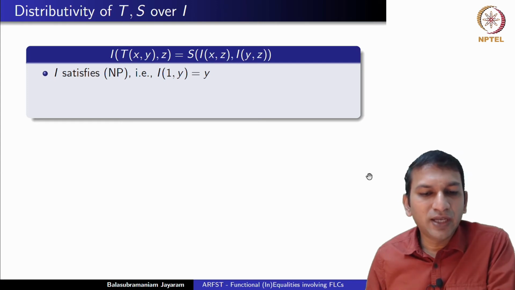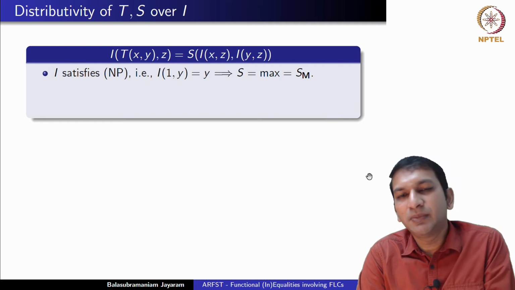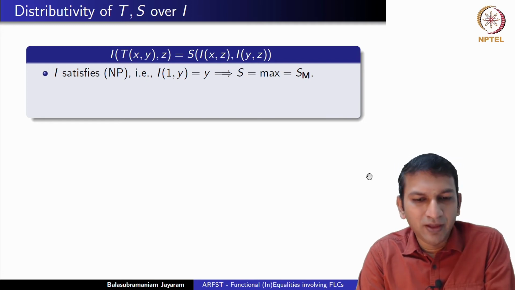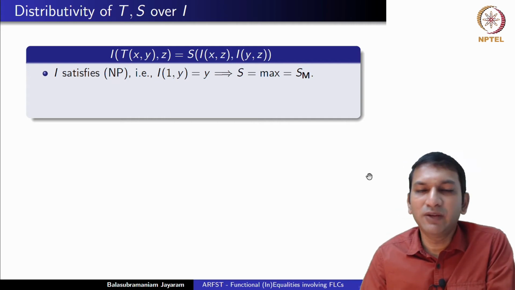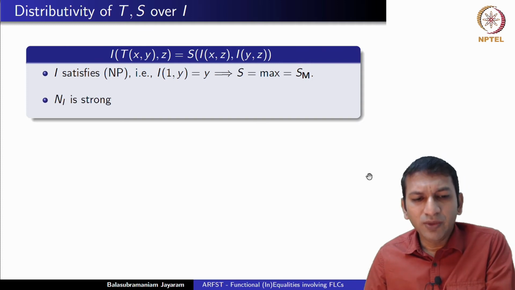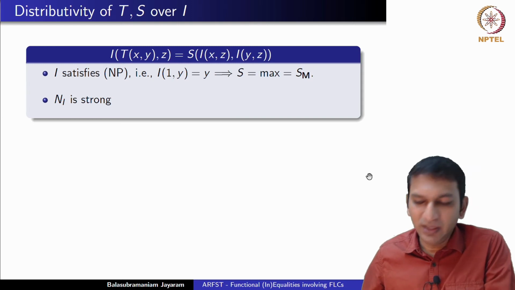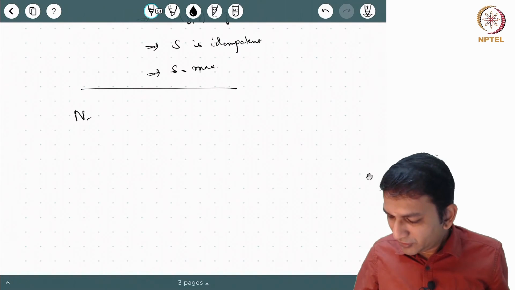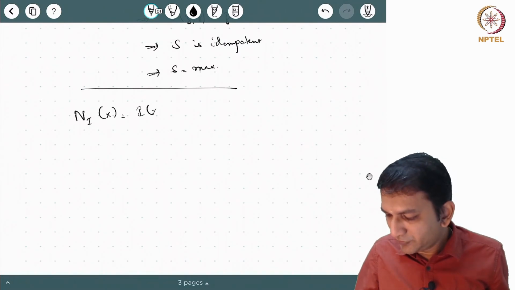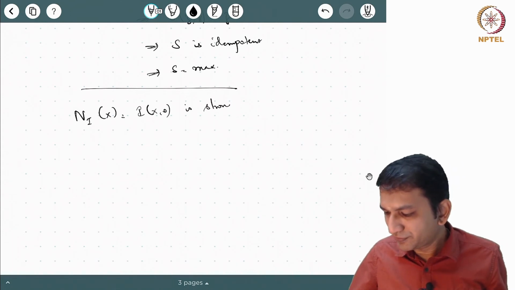So if we fix I to satisfy an extra property, that of the neutrality property, we immediately see that S becomes the maximum T conorm. Well, so now in this equation, instead of S, we substitute max, and of course I should have the neutrality property. Now let's take N_I to be strong. Other than I having the neutrality property, we insist that the natural negation of I, recall N_I of x is essentially I of x comma 0, is strong, that means it's involutive.